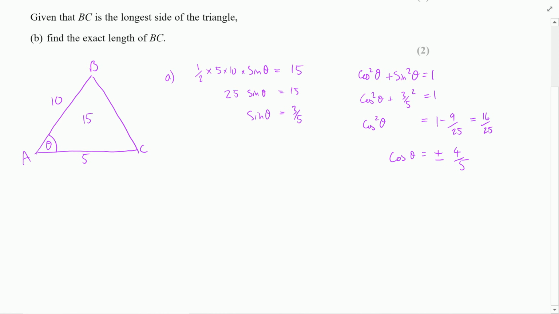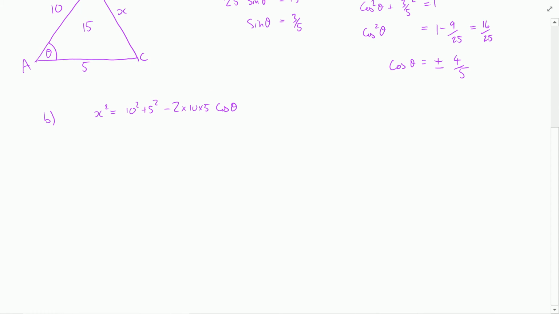The second part, I'm told that BC is the longest side of this triangle and I'm to find its exact length. So for part B, I'm now going to find the length of the side, so I want to use the cosine rule, which is going to say that x squared is equal to 10 squared plus 5 squared minus 2 times 10 times 5 cosine of the angle in between. I've got two possible values for cosine, one positive 4/5 and one negative 4/5. So I'm going to start off with evaluating the first part, which is going to be 125 minus, this is going to evaluate to give me 100 cosine of theta.